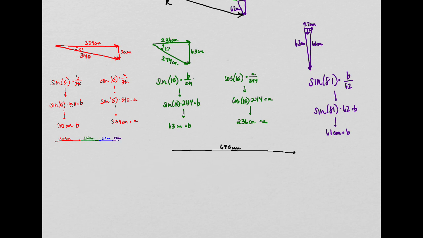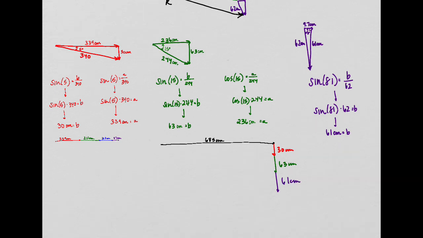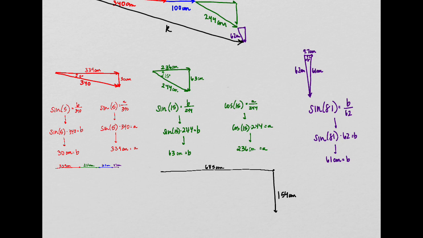So then finally I can figure out my resultant. Okay. So I'm going to add all of the vertical components together. I have 30 centimeters in red. In green, I have 63 centimeters. And in purple, I have 61 centimeters. All right, when I add all of those up, I get 154 centimeters. All right, so now finally I'm ready to determine my resultant, which is right like that.